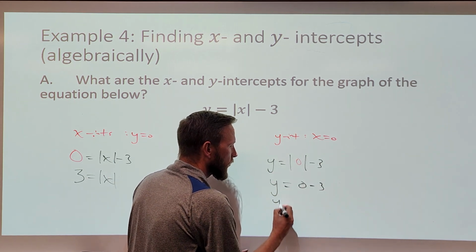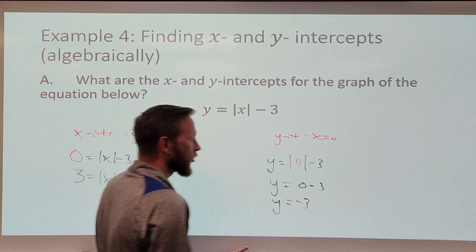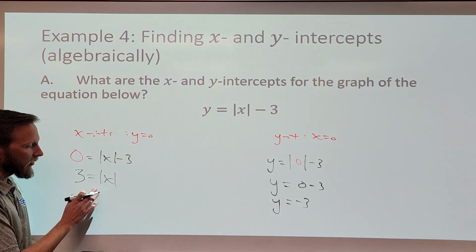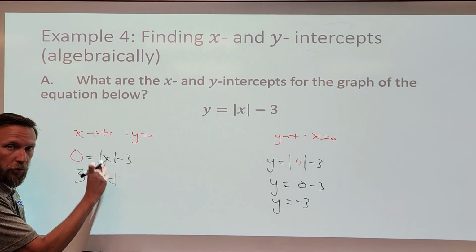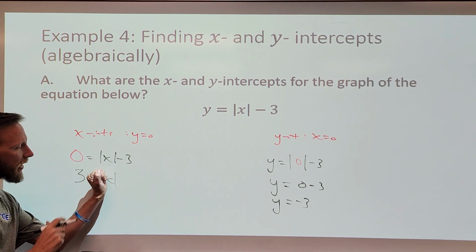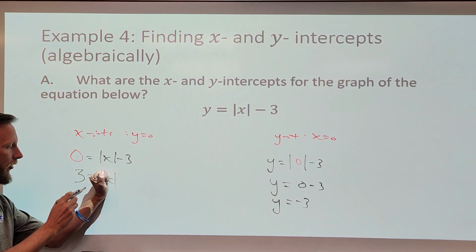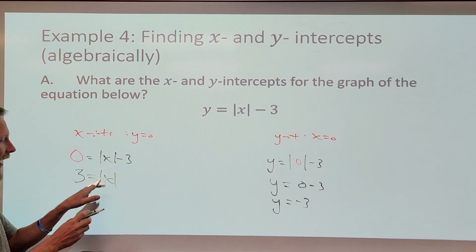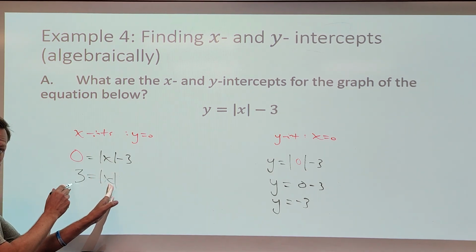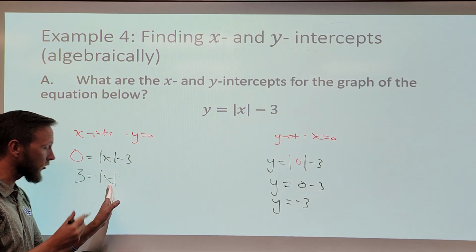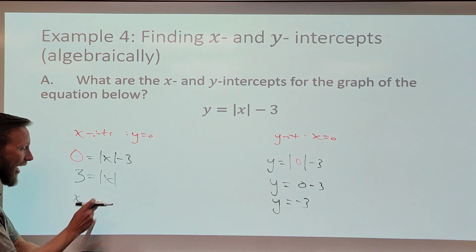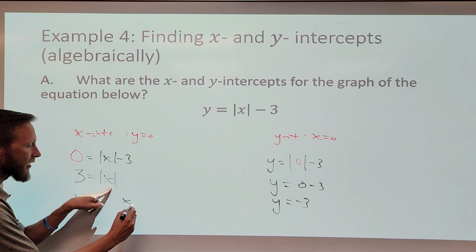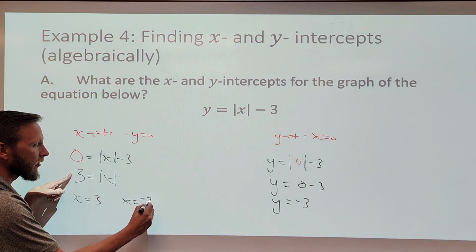We know the absolute value of 0 is 0. 0 minus 3 is negative 3. 3 is equal to the absolute value of x. How this works is once the absolute value part is by itself, the thing inside here is either this or the opposite of that. So if I took the absolute value of 3, I would get 3. If I take the absolute value of negative 3, I would get 3. So what's inside there, the x, either equals this thing or what's inside there equals the opposite of that thing.